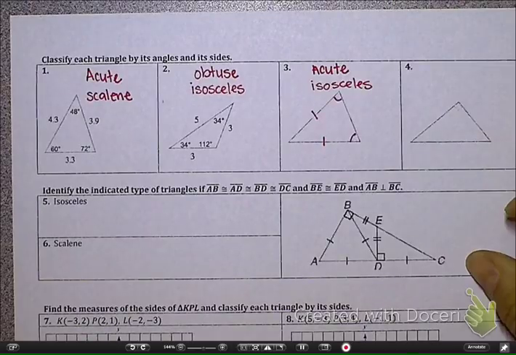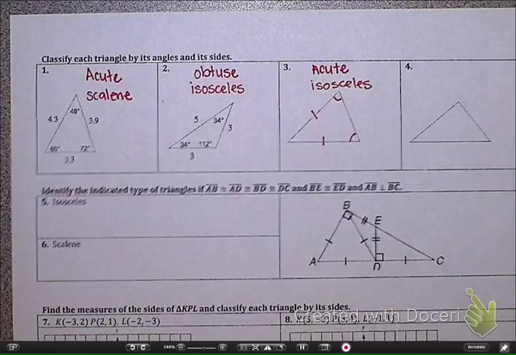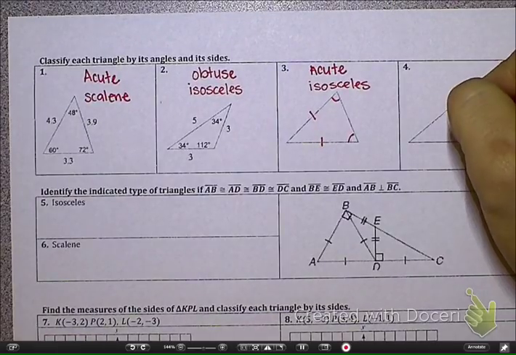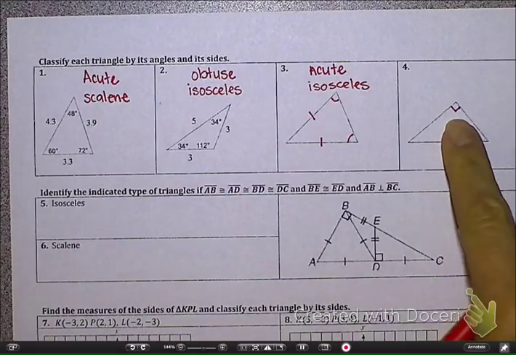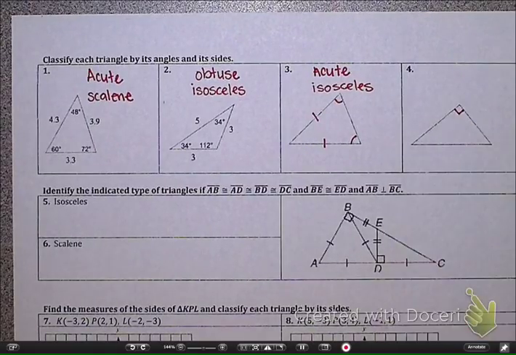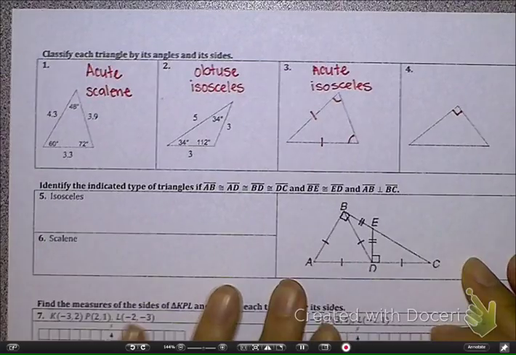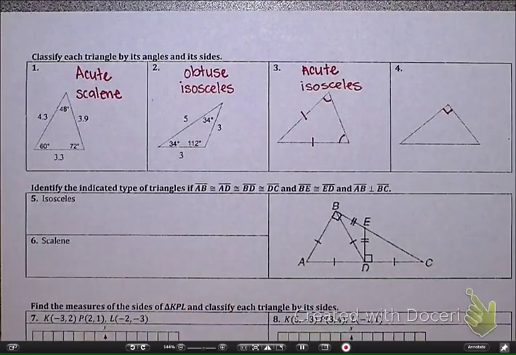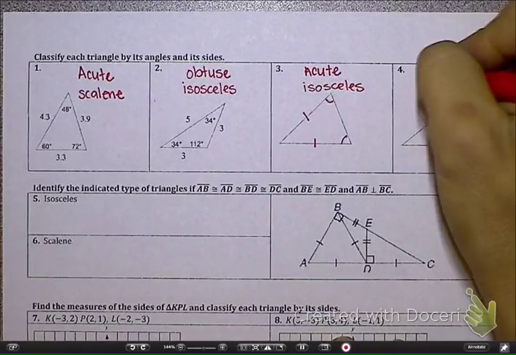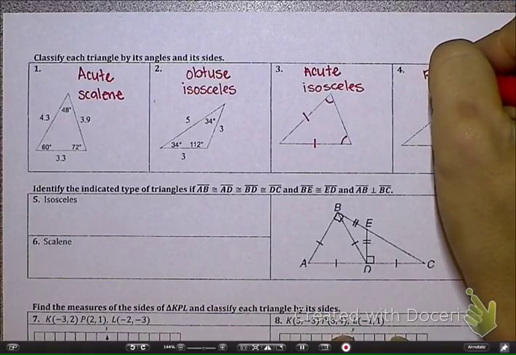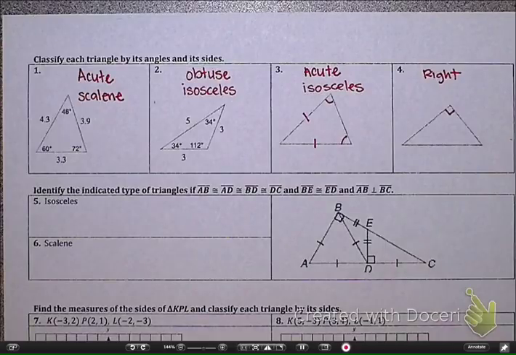Okay. All right. On problem number 4, the marking didn't come out good, but there is actually a mark right here, so you guys can add it in if it's not showing up on your paper. Okay, so first let's classify by its angles. Right angle. Yeah, it's a right triangle. Okay, and next, by its sides.